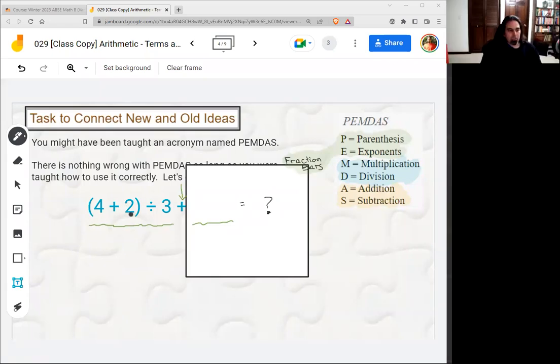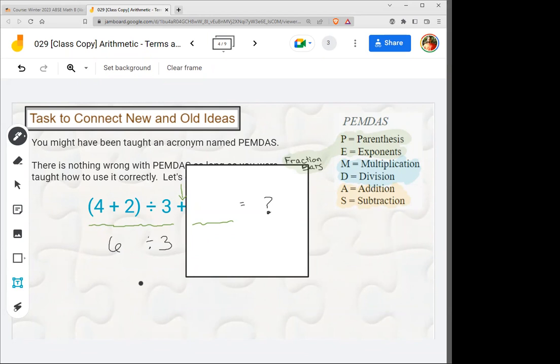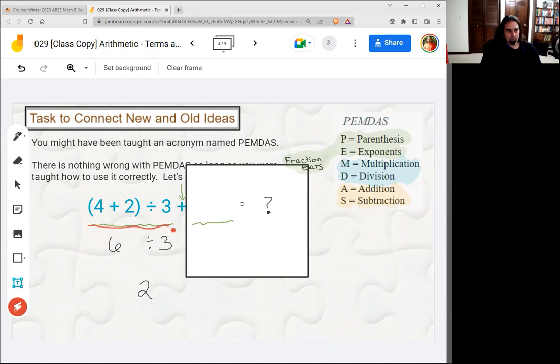So yes, 4 plus 2 is the thing we do first. That's what's in parentheses, and parentheses are in this green mess. So 4 plus 2 is 6. And then we will do a divided by 3. What's 6 divided by 3? 2. So that's this term getting simplified.